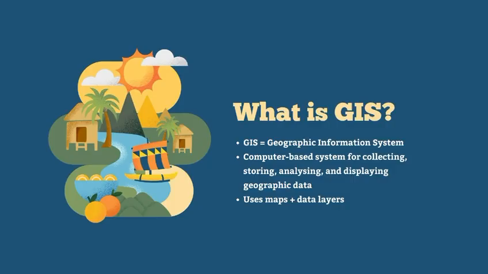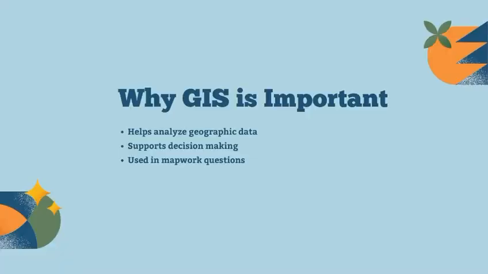GIS is a computer-based system that is used to collect, store, analyze, and display geographic data. It combines maps with layers of information to help us understand patterns, relationships, and trends in the real world. You can think of GIS as a very advanced version of Google Maps, but specifically designed for analyzing geographic information. It's not just looking at maps, it's about using data to make decisions and answering questions. GIS is extremely important in geography because it helps us to analyze information and make informed decisions.